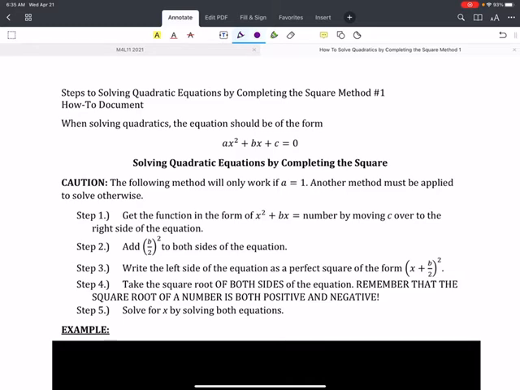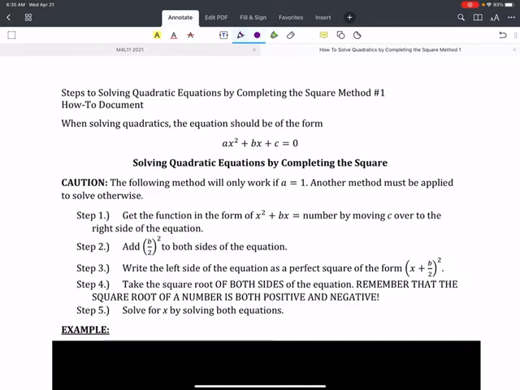Today I want you to look at the sheet I gave you on Monday. It was either a green or a pink sheet. If you were not in class on Monday, please pause this video and go get one from the absent folder. The sheet says steps to solving quadratic equations by completing the square method.